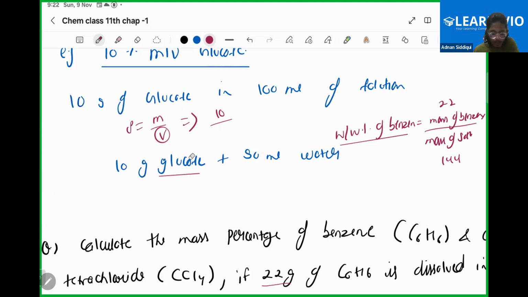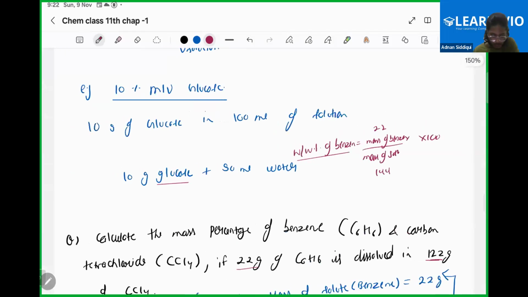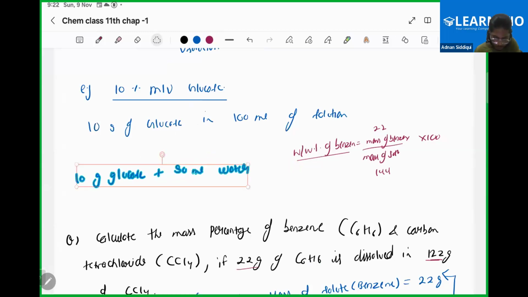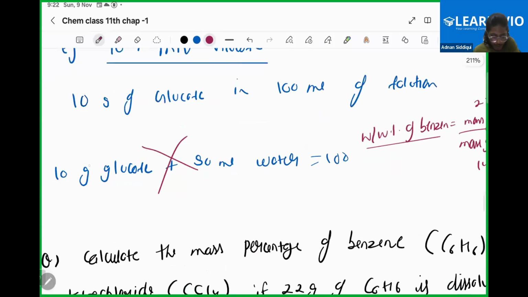I think you are getting confused. Let me do it again. Just give me a second. This is not the case. Why? Because you cannot add something which has different units. You cannot make a solution of 100 if you are adding 10 gram to 90 ml, because gram and ml cannot add up. Is it clear?